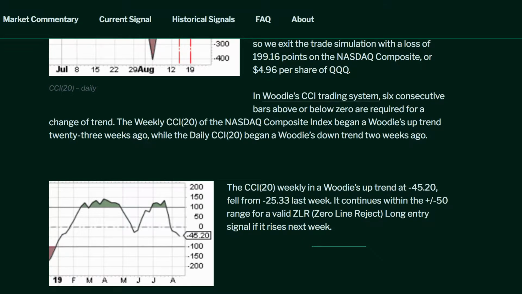The weekly CCI 20 of the Nasdaq Composite Index began a Woody's uptrend 23 weeks ago, while the daily CCI 20 began a Woody's downtrend 2 weeks ago. The CCI 20 weekly in a Woody's uptrend at negative 45.20 fell from negative 25.33 last week. It continues within the plus or minus 50 range for a valid zero-line reject long entry signal if the CCI 20 rises next week.